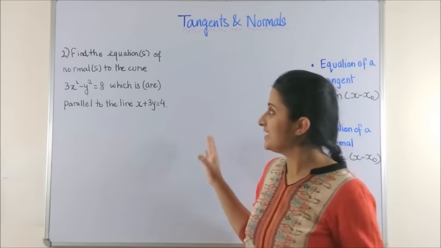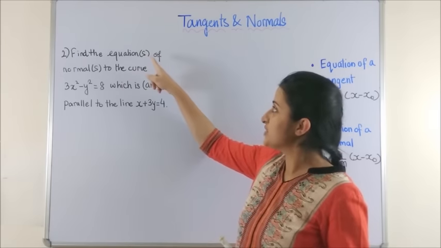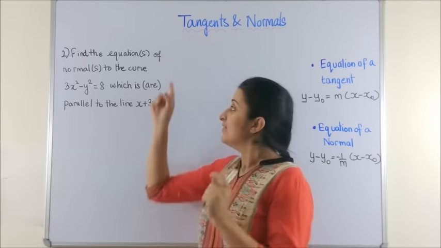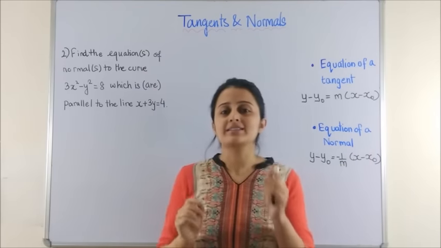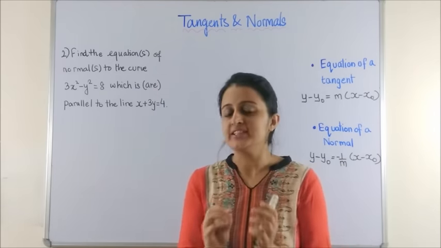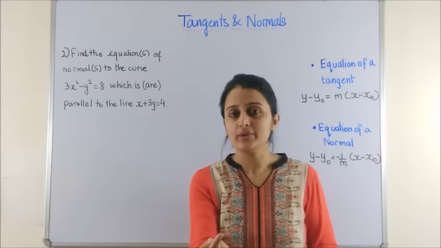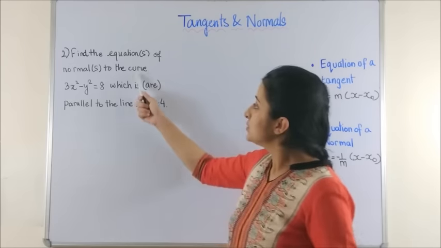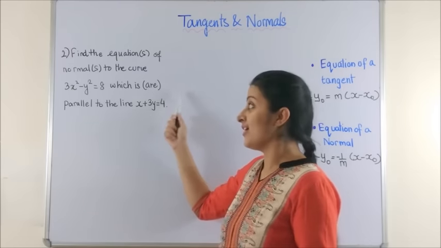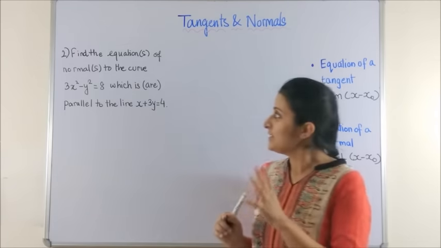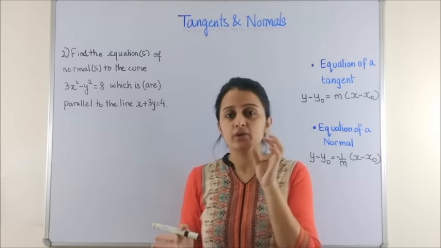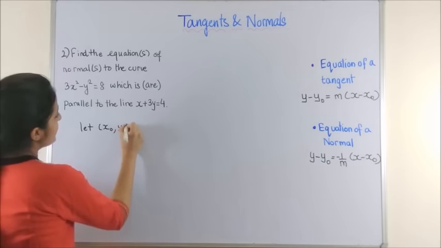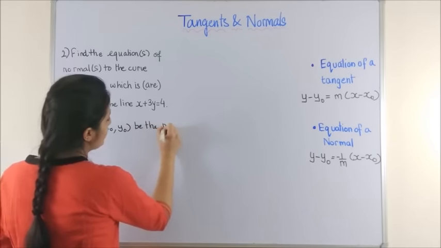Now have a look at the second question here. It says find the equation or the equations of the normal or the normals. Now whenever you see s written in brackets, that simply gives you a little uncertainty as to whether you'll get only one equation or multiple equations. So you need to be very careful. To the given curve, which is or are parallel to the given line. That means we are focusing on equation of a normal which will be parallel to the given line. So let x naught, y naught be the point of contact to begin with.